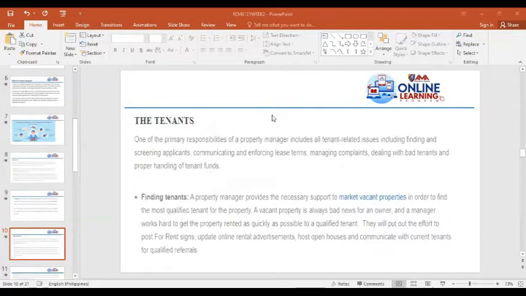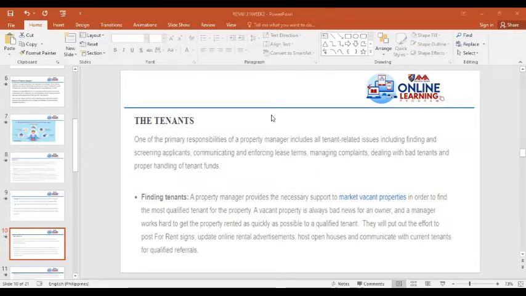So next is the tenants. So one of the primary responsibilities of a property manager includes all tenant-related issues, including finding and screening applicants, communicating and enforcing these terms, managing complaints, dealing with bad tenants, and proper handling of tenant funds.